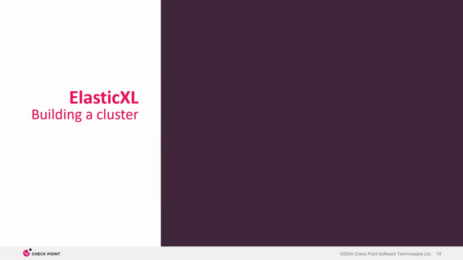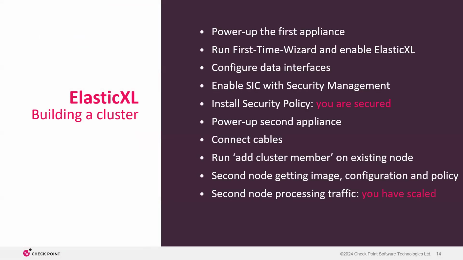So a little more details. Building a cluster, like I said, first time wizard. In the first time wizard, configure ElasticXL, and then you configure the interfaces on the box that you're working from. Establish SIC with management and install a policy. At that point, you would power on any additional appliances and then add them to the cluster.